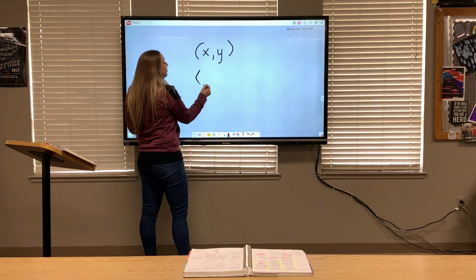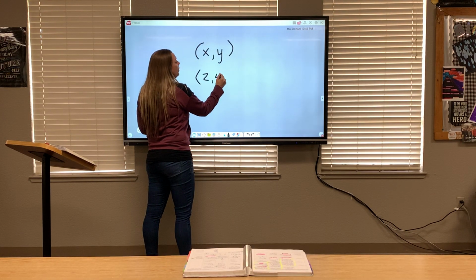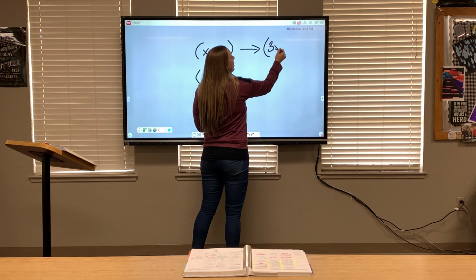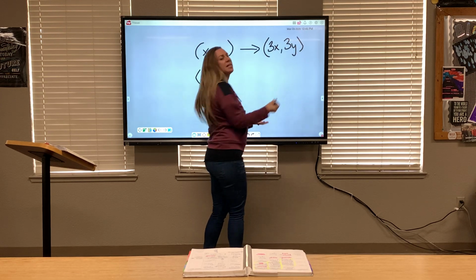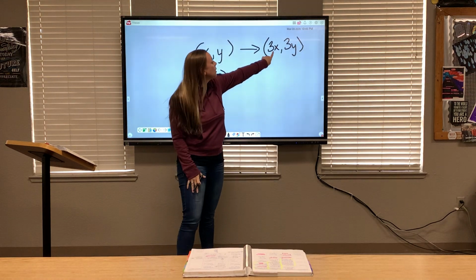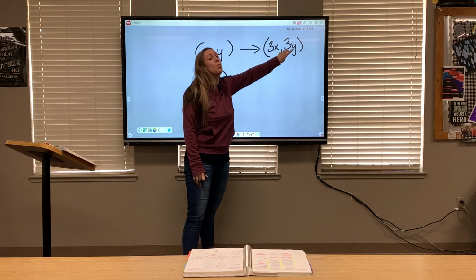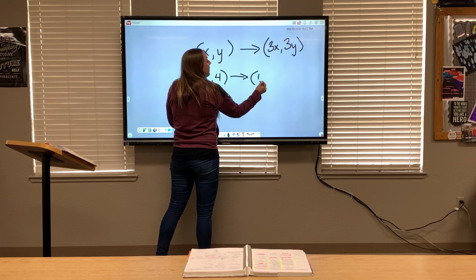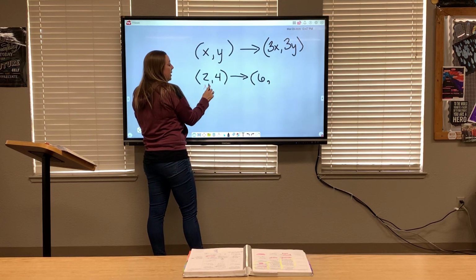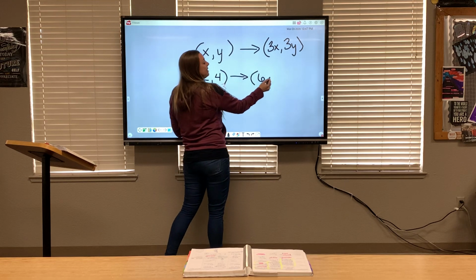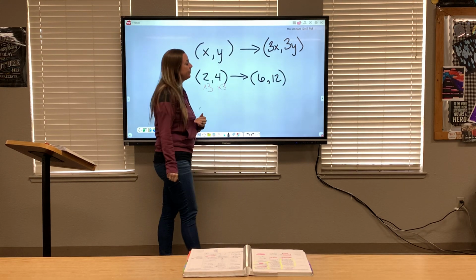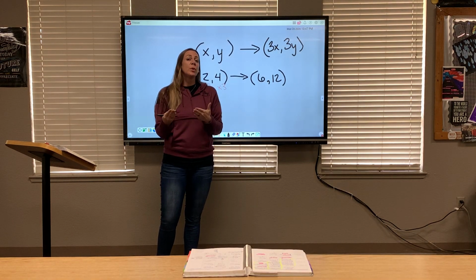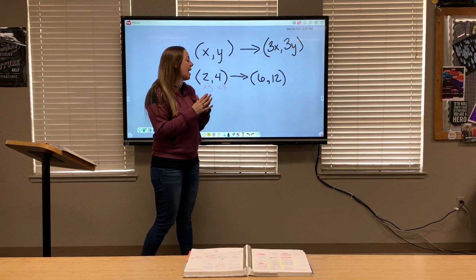So if I have a point, let's say it's 2, 4, and I dilate using 3x, 3y, what that means is I'm going to multiply the x by 3 and then the y by 3. So my new point would then become 6 because I multiply it by 3, multiply that by 3, so it would be 6, 12.